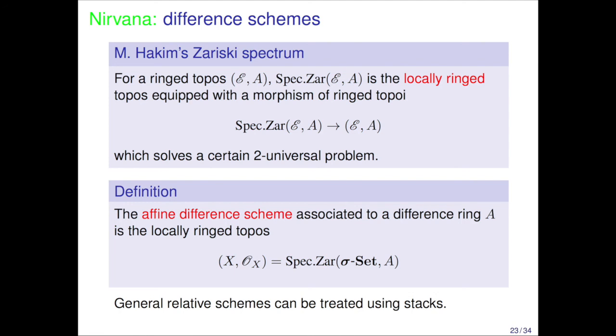Monique Hakim was a student of Grothendieck, and she wrote this monograph for developing algebraic geometry relative to a base topos. Over a base topos. So you fix your base topos S, and every other topos you obtain must be above it, by a geometric morphism.